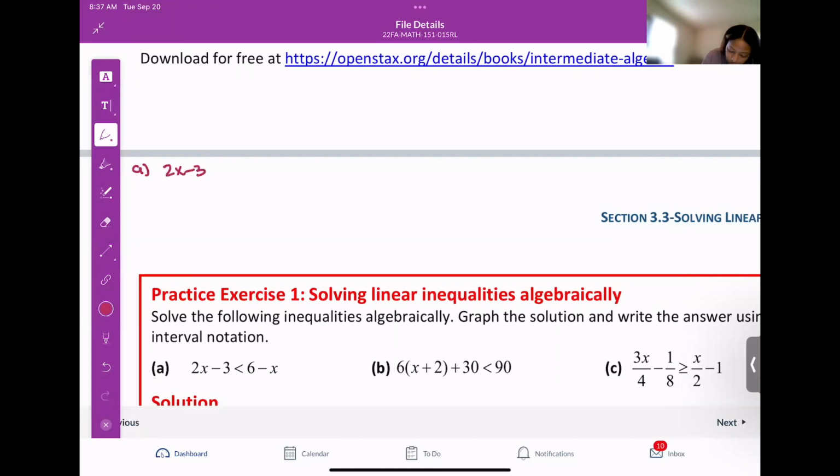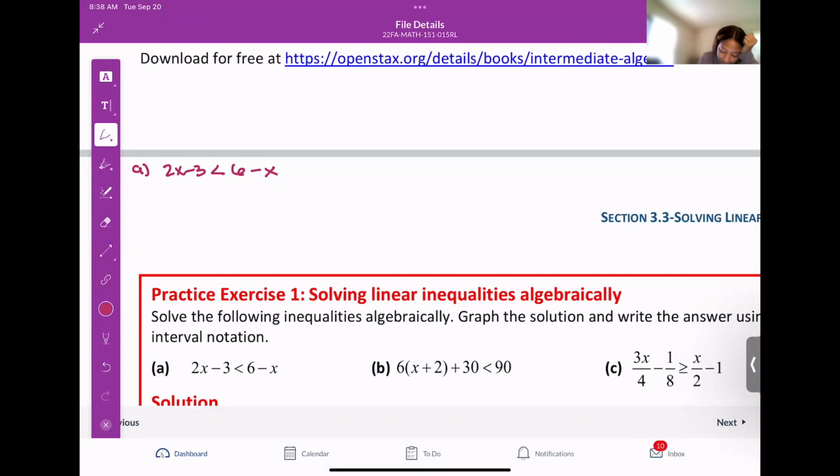2x minus 3 is less than 6 minus x. The way that you go about solving this inequality is almost exactly the same as what you would do for solving an equation. We want to get all of the x's on one side, all of the constants on the other side. So I'm going to start by taking the x on the right-hand side and adding it to move it to the left-hand side, okay?